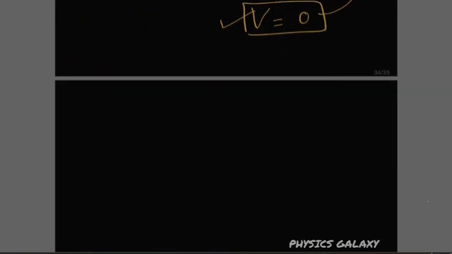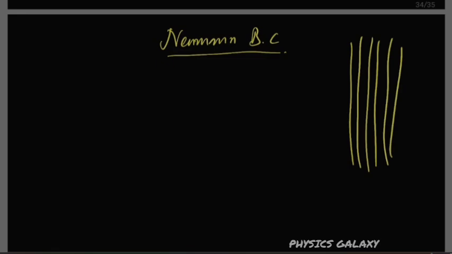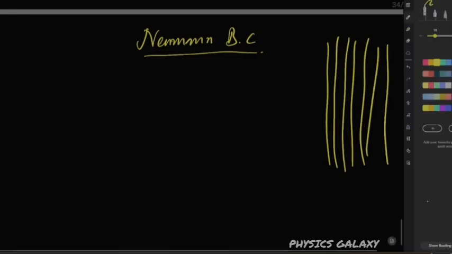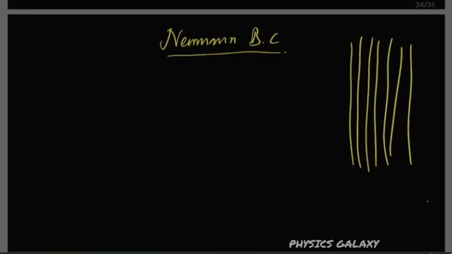Now let's come to the Neumann boundary condition. Why do we use Neumann boundary conditions? Suppose I have an electric field in some region, and I put a metallic conducting shell inside. In these kinds of problems, we use Neumann boundary conditions.